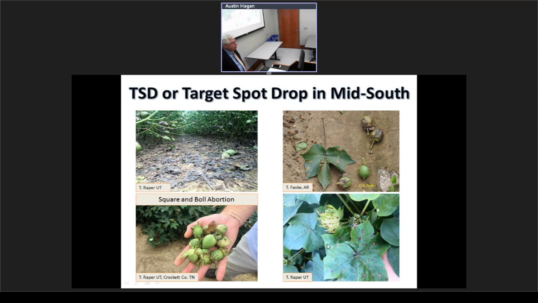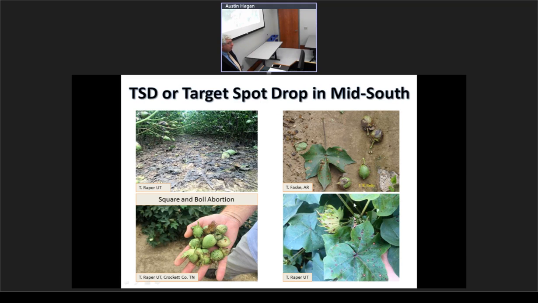Another symptom pattern showed up this past year in the Mid-South, and this is something that I have not seen in Alabama, even under severe disease conditions. And that was what they call target spot drop, or basically where the plants were shedding immature or mature bolls, as you can see in the lower right-hand side, even shedding some squares. And in the upper right, another image from Arkansas showing basically the same thing.